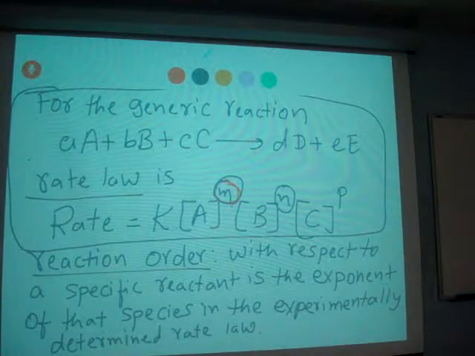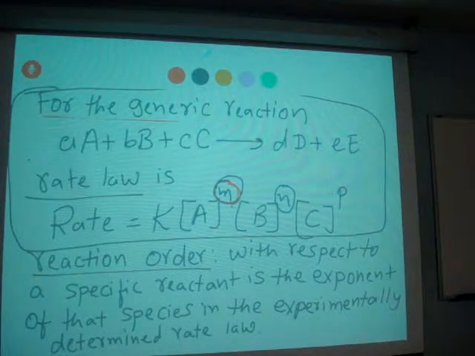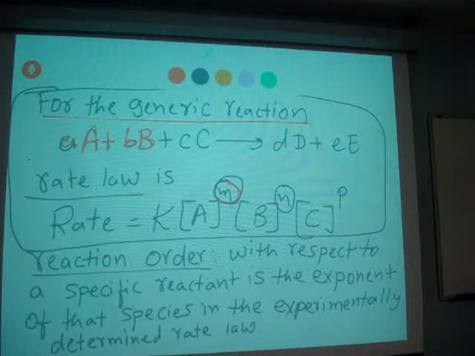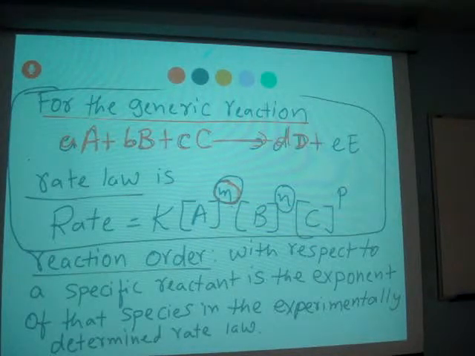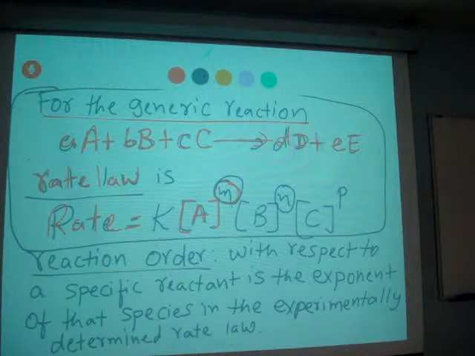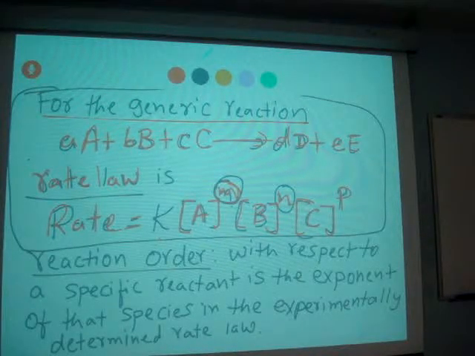So let's take a look at a generic equation. This is a generic equation: a moles of reactant A plus b moles of reactant B plus c moles of reactant C gives d moles of product D, e moles of product E. When you write the rate law, rate equals K, a constant, times the concentration of A raised to m, times the concentration of B raised to n, and the concentration of C raised to p. Because reactant concentrations are important, they determine the reaction rate.